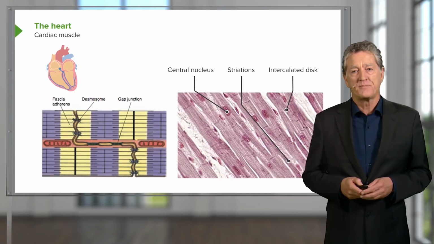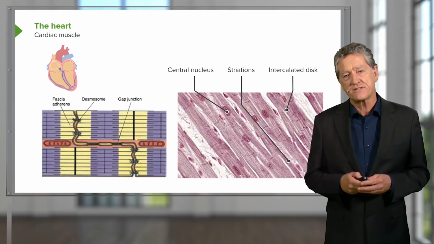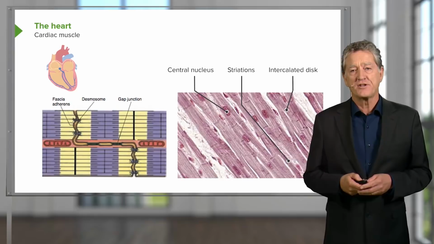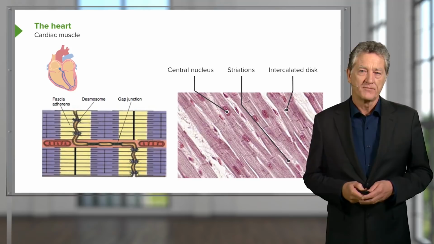And the other type of component in these intercalated discs are gap junctions. These gap junctions allow the transmission of ions and different messages from one cell to the next. And in so doing, contraction could be initiated at one part of the cardiac muscle and move all the way along through other cardiac muscles in a certain sequence. And that brings about the sequential pumping of the myocardium.